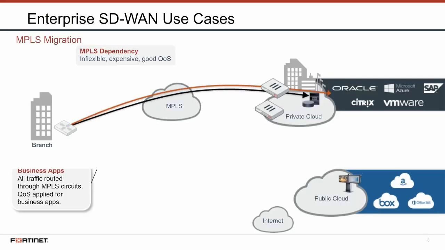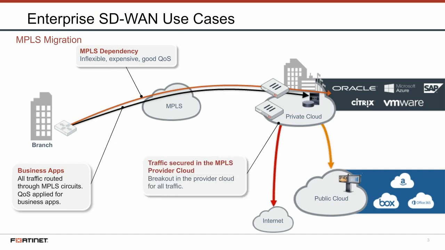Now you'll learn about SD-WAN use cases. In the example shown on this slide, the customer depends heavily on expensive, inflexible MPLS. All the traffic is routed through the MPLS circuit to the provider cloud, then to the public cloud or internet based on the applications. As mentioned earlier, there is no flexibility in this scenario, and yet it is an expensive solution for the customer. How can the customer add redundancy, flexibility, reliability, and most importantly, security without adding costly infrastructure? You will learn about the solution in the next slides.